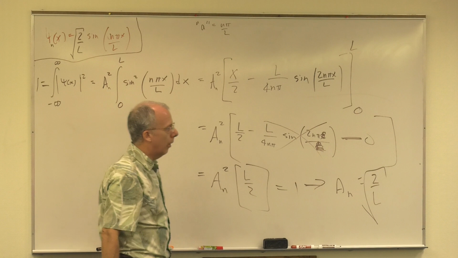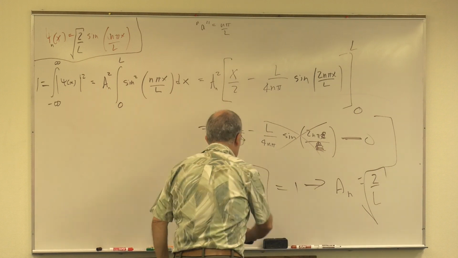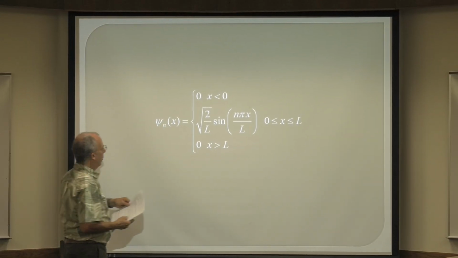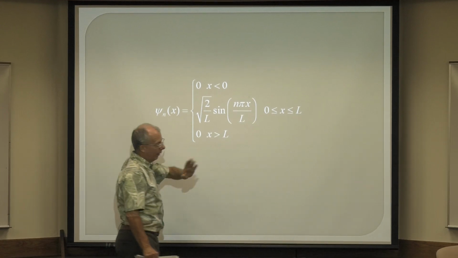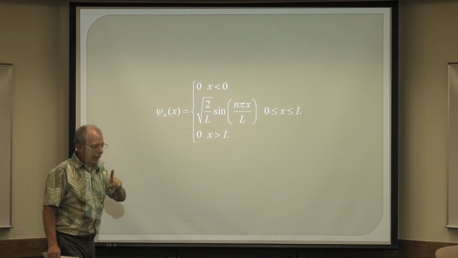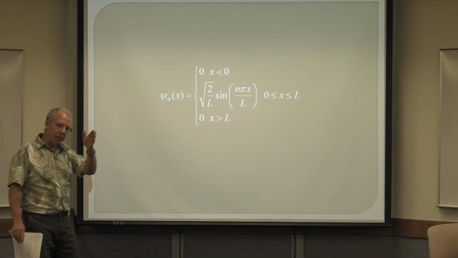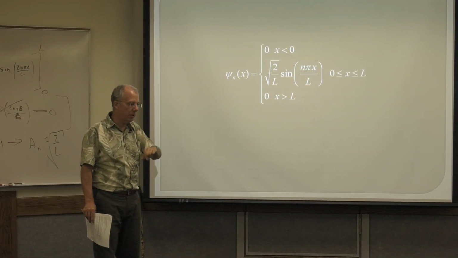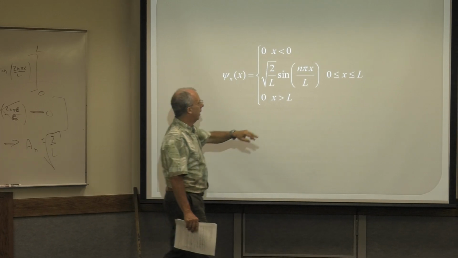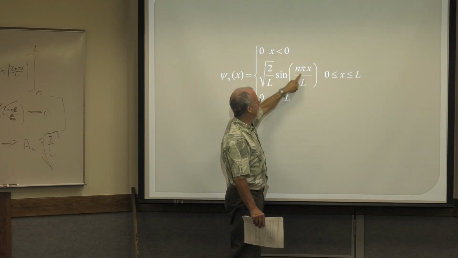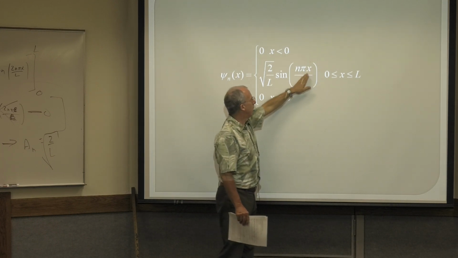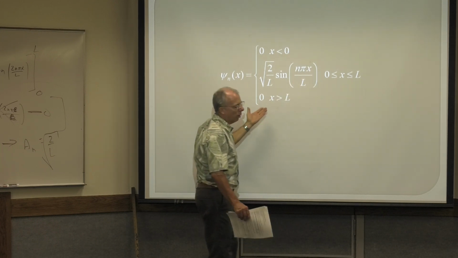Well, how about outside the well? We already did that, right? So this is how you have to write it. By the way, remember, the wave function had to be 0 at x equals 0 and at x equals L. Let's see if we satisfied that. We did. Because if you put in a 0 here, you get sine of 0, which is 0. If you put in L, you get sine n pi, which is 0, so it works.